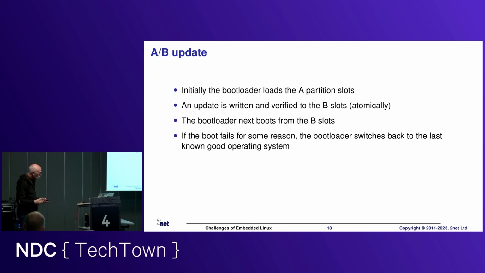You can get cases where the new operating system doesn't work for some reason, so it doesn't boot correctly, in which case there are timeouts and retries in the bootloader. So after some number of retries, it will fall back to using the last known good operating system. So if the B operating system for some reason won't boot, we fall back to using the A version. And then you're going to have to update the B slots over again, hopefully with a version which actually doesn't have whatever bug was causing you to have problems.